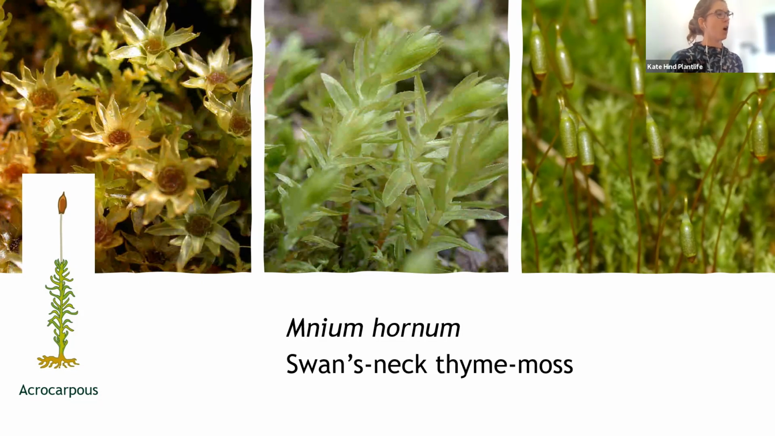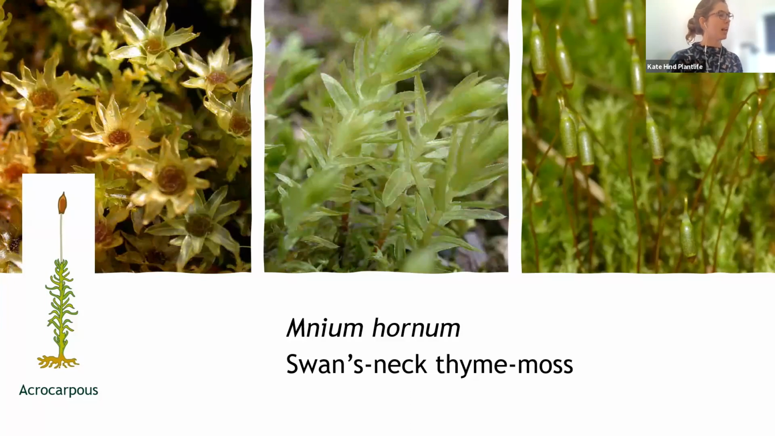Now, the picture on the left and the picture in the middle are the same species, but this species is what we call dioecious. So it has male plants and female plants. And the one on the left is male. And I think it's lovely. It looks like a flower. Whereas the one in the middle is the female and it doesn't have what looks like flowers on it.